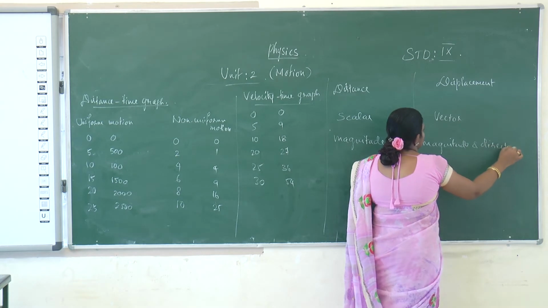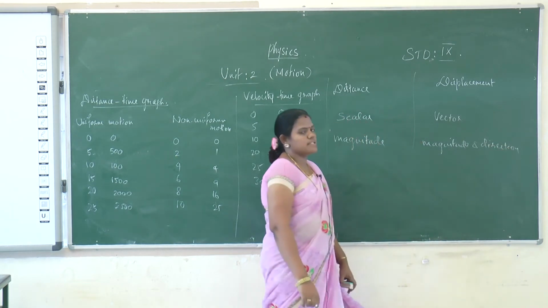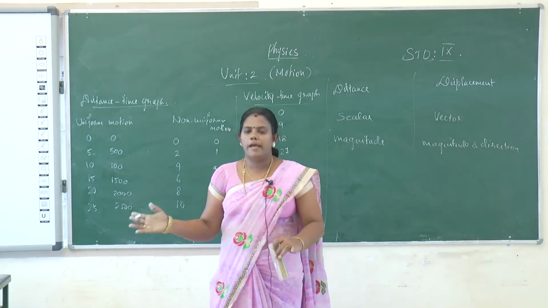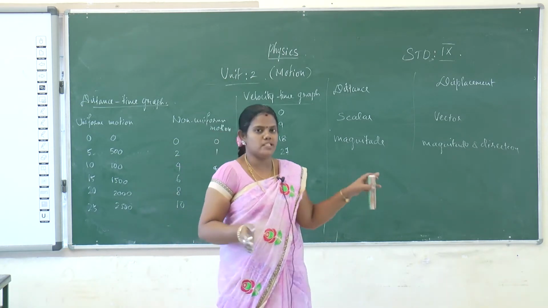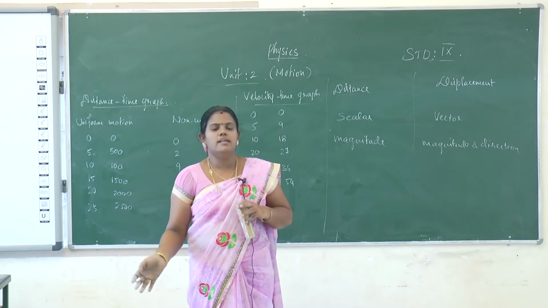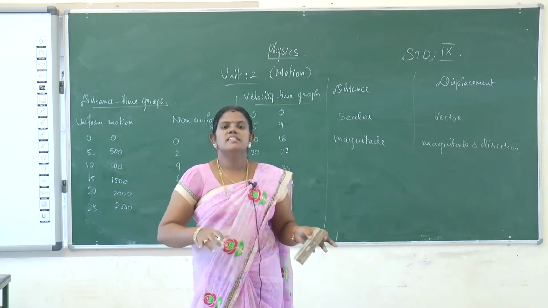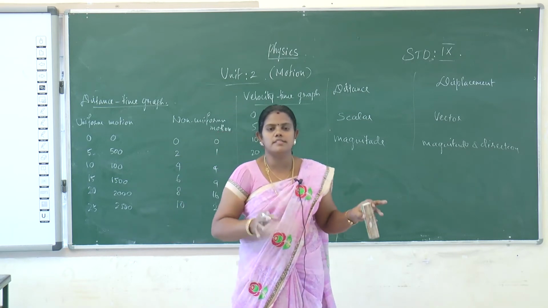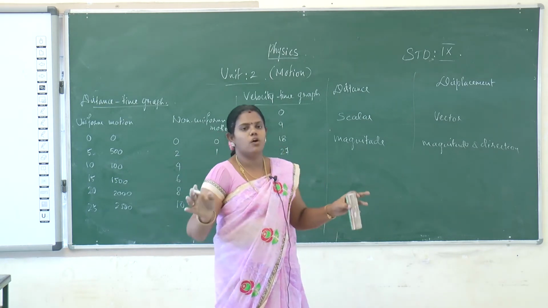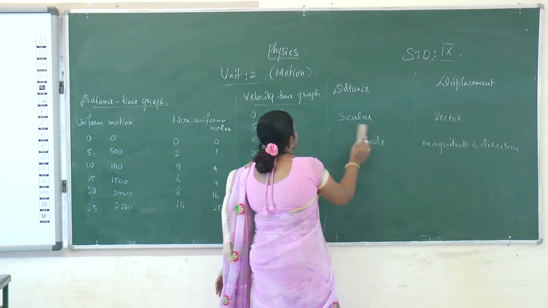So what is the difference between distance and displacement? The actual path covered by a particle is distance. The distance between the two positions is called displacement. Distance is a scalar quantity and displacement is a vector quantity. Distance possesses magnitude only, and displacement possesses magnitude and direction of that object. That is the relation between distance and displacement.